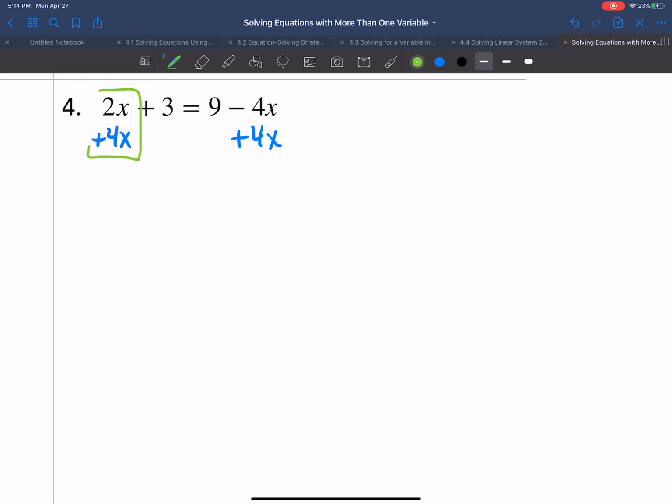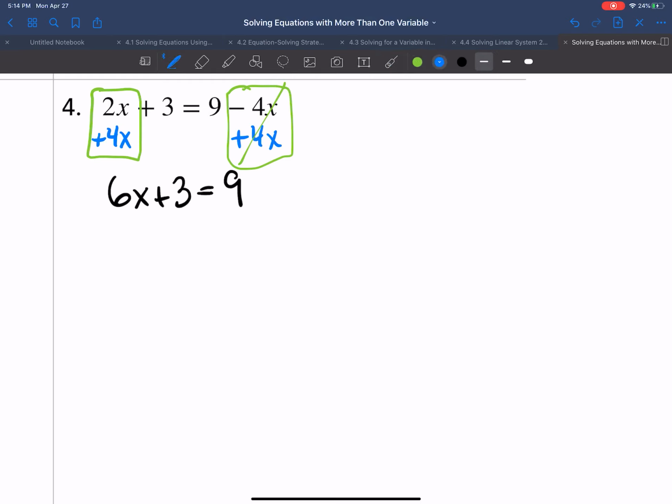So 2x plus 4x makes 6x. I didn't touch the 3. I didn't touch the 9. But negative 4x plus 4x is 0. It's gone now. So I did my first step. I got all my variables to one side. I only have x on the left side.